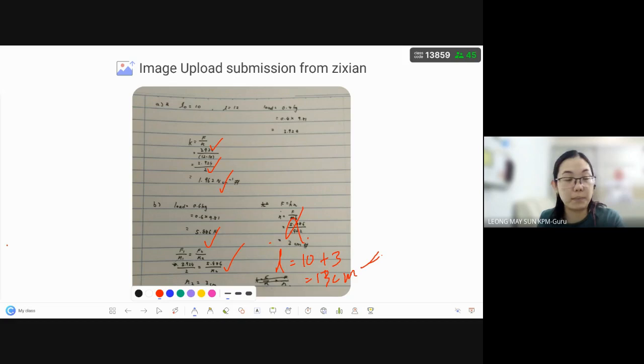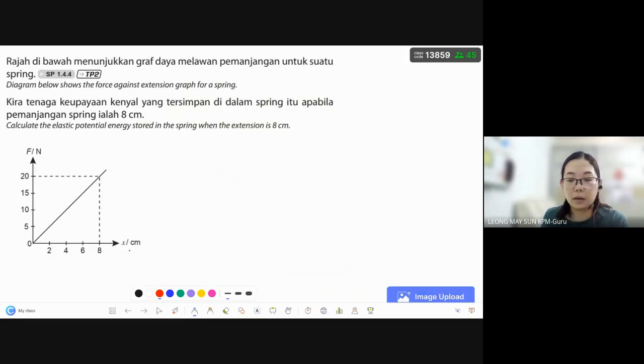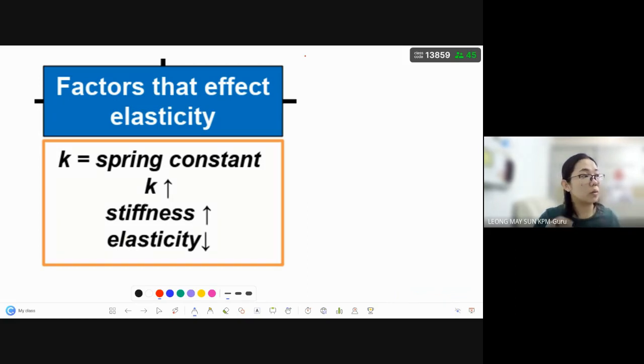Alright, okay. Please be very careful. In the exam, you cannot tell the examiner you forgot. Okay, I'm going to skip this part and go to the last second part of elasticity.